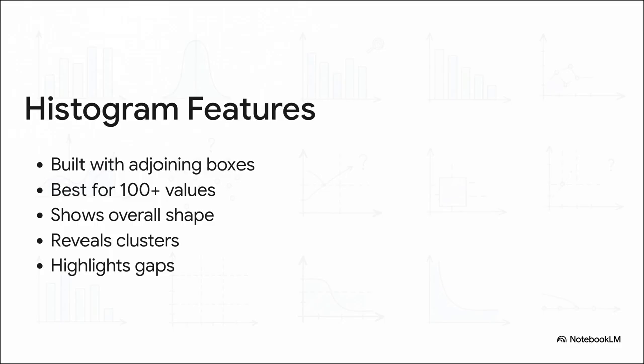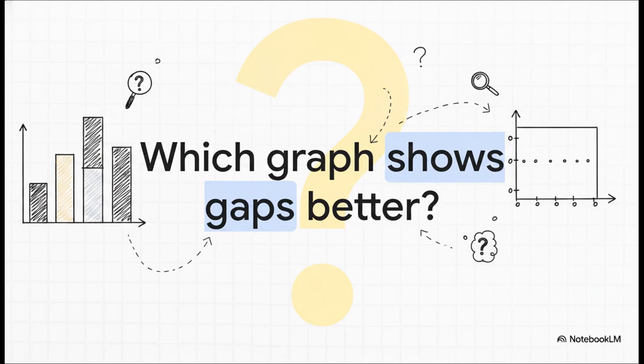Now, a good rule of thumb is that histograms are really fantastic for larger datasets, like, say, 100 values or more. And because the bars are literally touching each other, this type of graph instantly reveals the overall shape of the distribution. It shows us the giant clusters where data bunches up and highlights the gaps where data is totally absent.